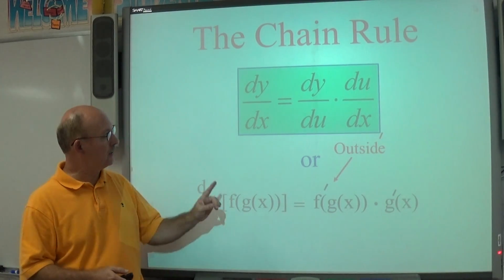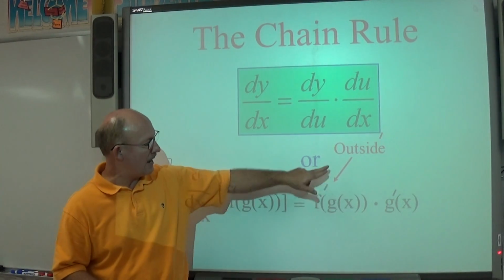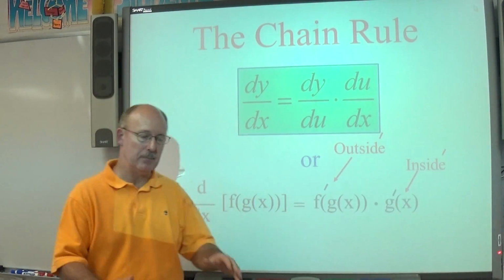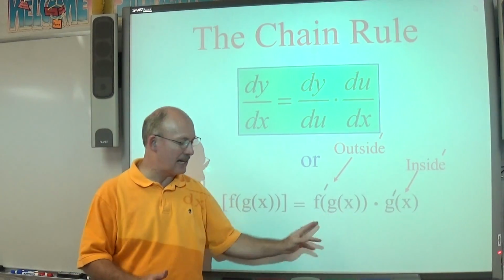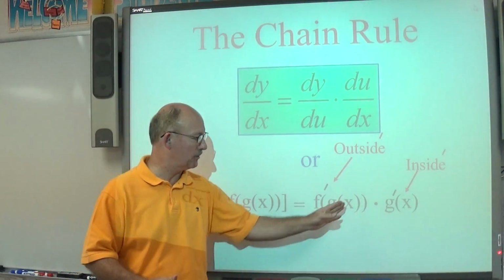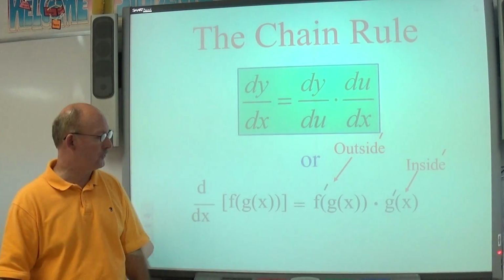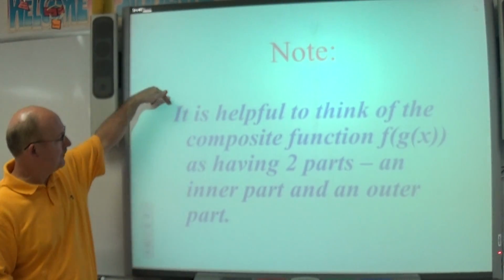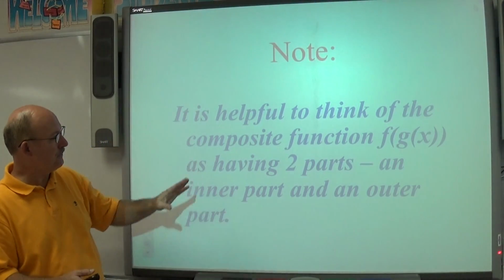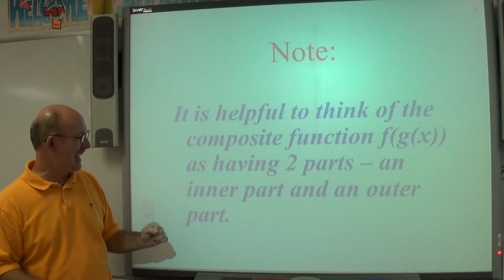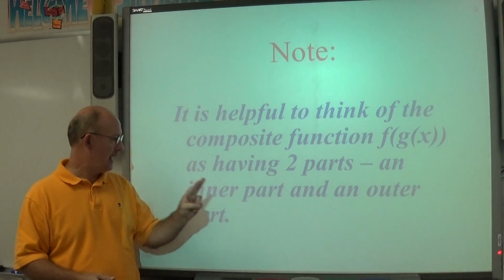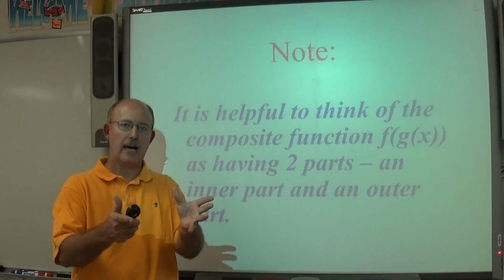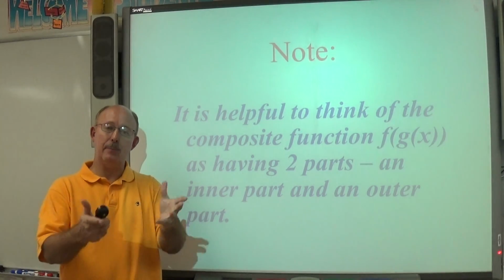So when you use the chain rule, you take the derivative of the outside, so outside prime, times the derivative of the inside. When you take the derivative of the outside, you bring the inside function down with it. You don't do anything to the inside function, then times the derivative of the inside function. So the chain rule, we'll think of an outside part and an inside part. A little note here, I wrote this: it's helpful to think of the composite function, f of g of x, as having two parts, an inner part and an outer part. As you take the derivative, we take the derivative of the outside, leave the inside the way it is, times the derivative of the inside.